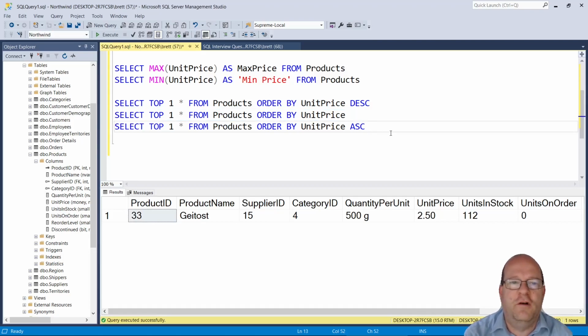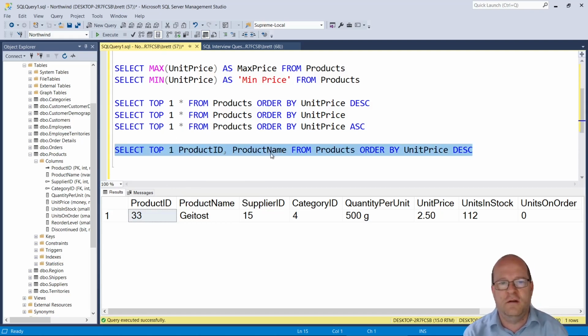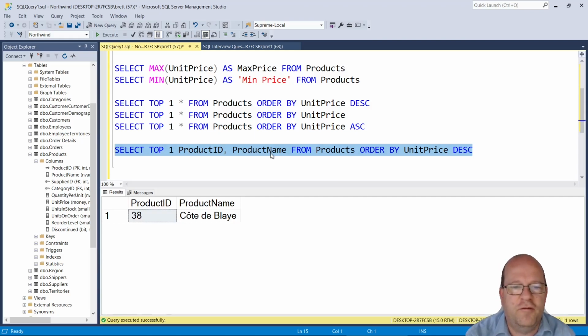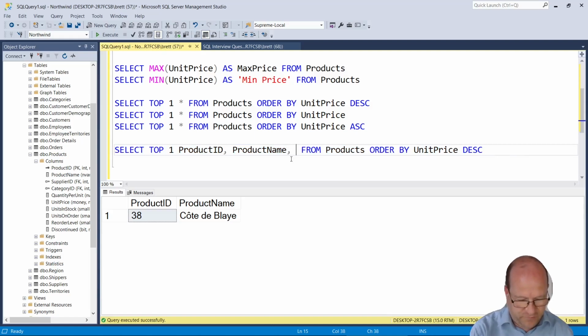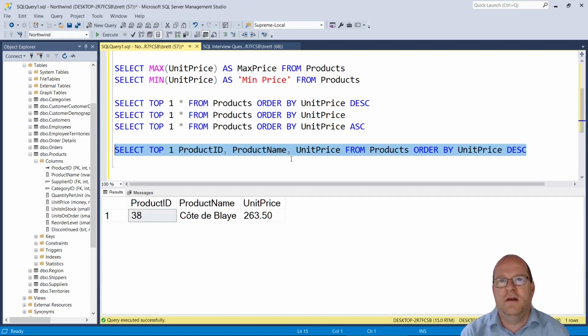Another thing to be wary of is that here we are returning star, so select top 1 star. This will return all of the columns. They may ask you for just specific columns, in which case you can replace the star with the individual column names. So here we just get product ID and product name. They probably want the unit price as well, so we can put that here. Again, be very careful and read the question if they name specific columns they want returned.